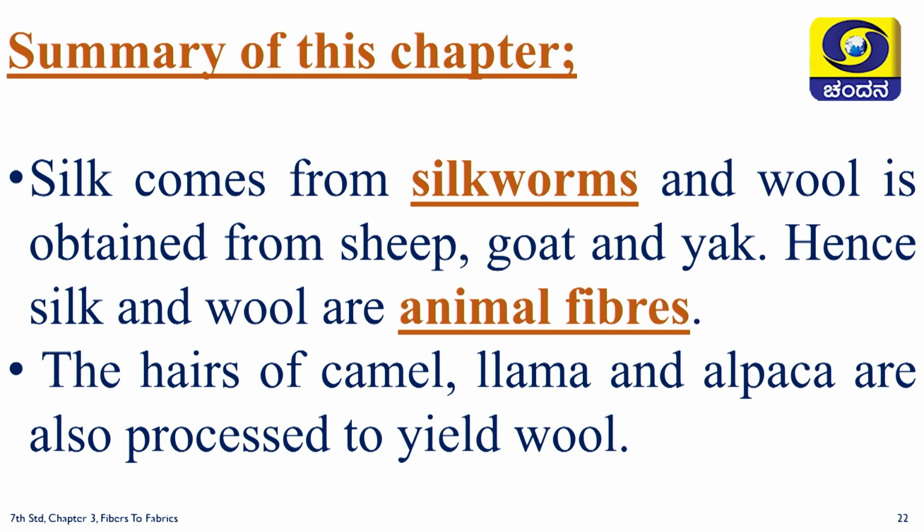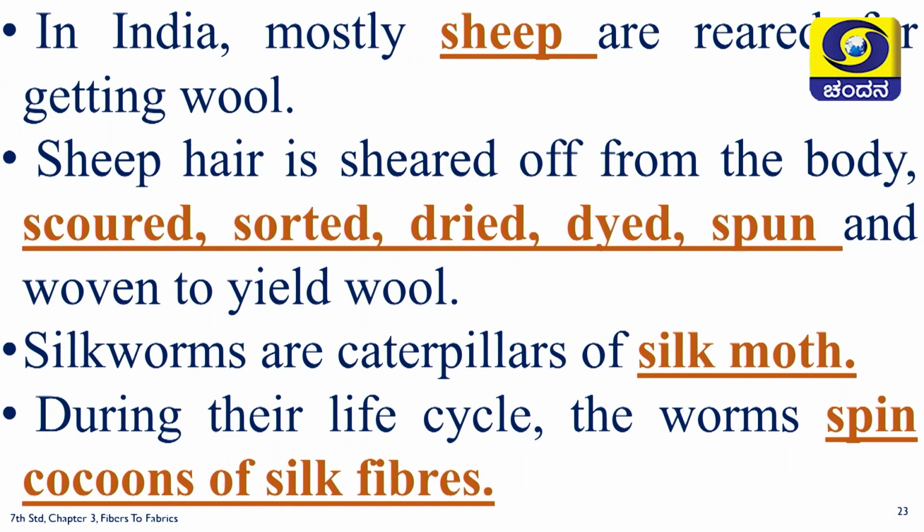Silk comes from silkworms and wool is obtained from sheep, goat and yak. Hence, silk and wool are animal fibers. The hair of camel, llama or alpaca are also processed to yield wool. In India, mostly sheep are reared for getting wool. Sheep hair is sheared off from the body, scoured, sorted, dried, dyed and spun and woven to yield wool.